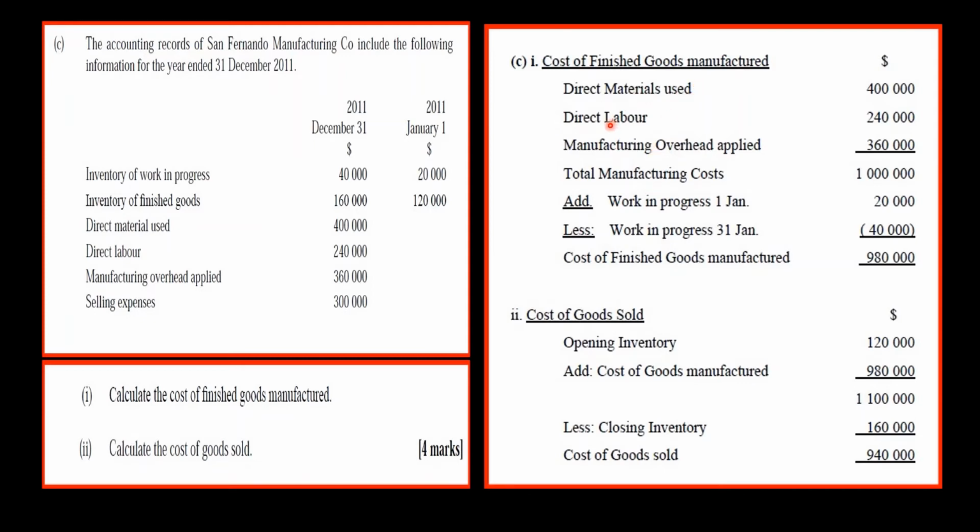Right, the direct material, direct labor, and the manufacturing overhead make up the total manufacturing cost. To that, we add the work in process at the beginning of the year, we less the work in process at the end of the year, and we get the cost of finished goods manufactured. Okay, the cost of goods sold, the opening inventory, the manufactured goods from here comes down to here, and then we minus the closing inventory, and we get the cost of goods sold.